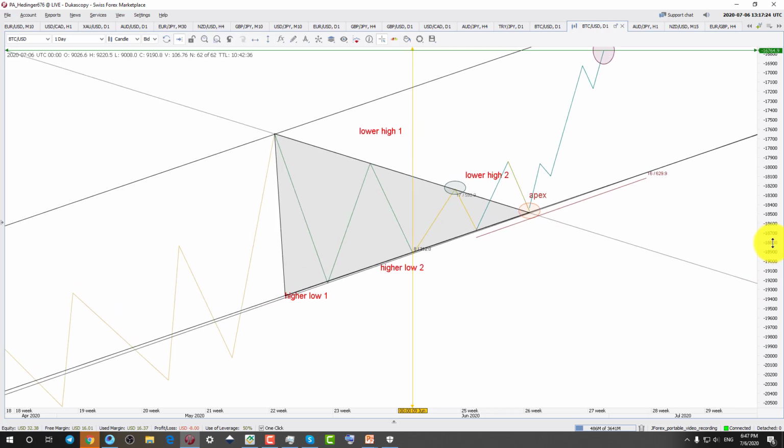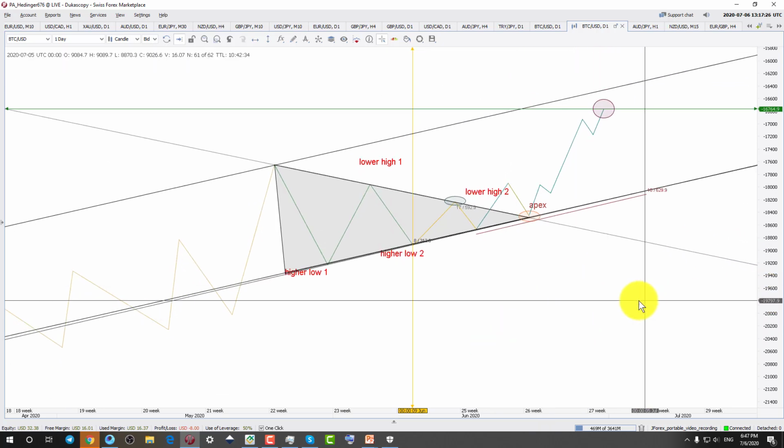In symmetrical triangle we have, okay, I think that's all for the symmetrical triangle.